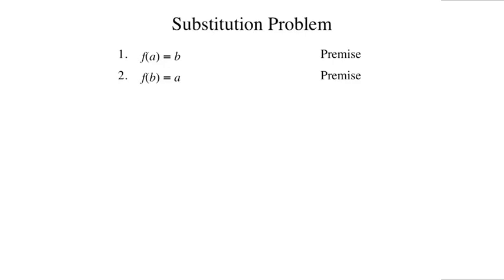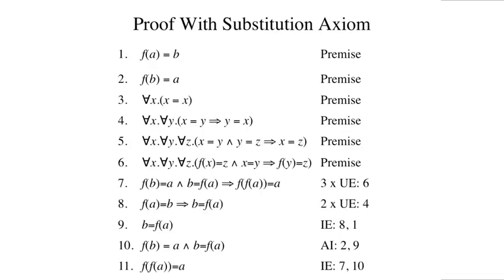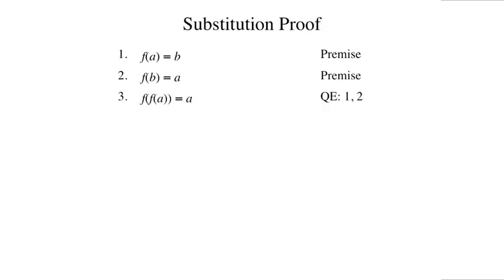Here is the other problem we saw earlier. From f of a equals b and f of b equals a, we want to prove f of a equals a. Once again, we have our old proof. 2 premises, 3 equality axioms, 1 substitution axiom, and 5 steps of proof. And here's the proof in our modified Fitch system. Again, we have our 2 premises, and once again, just 1 step of deduction. Building things into our system makes for much shorter proofs.